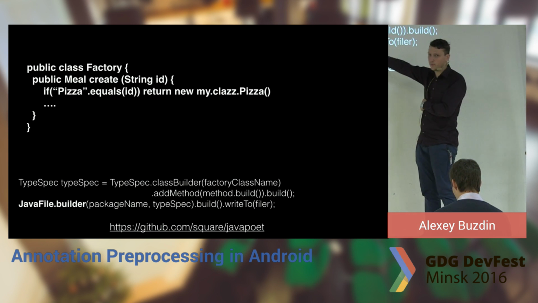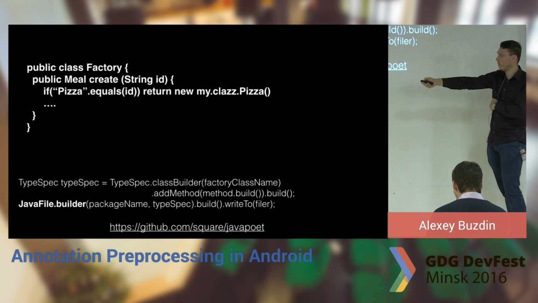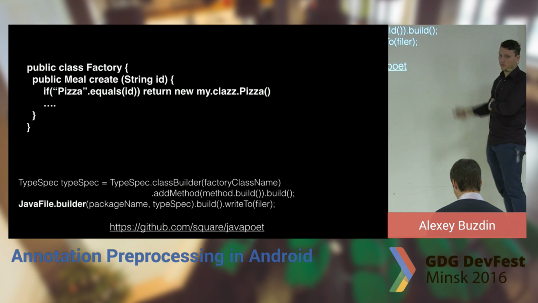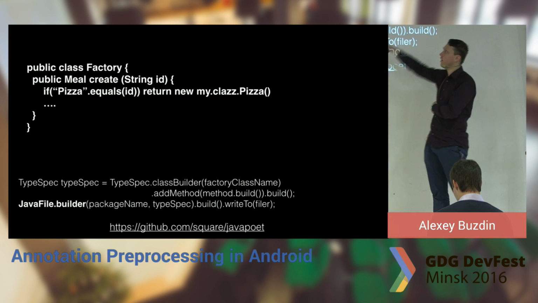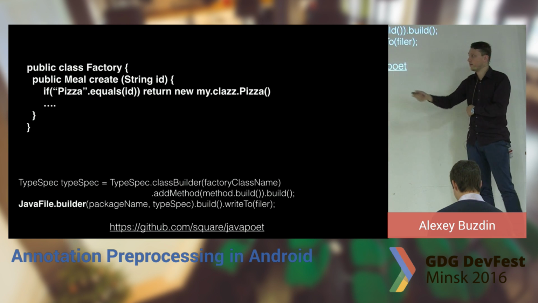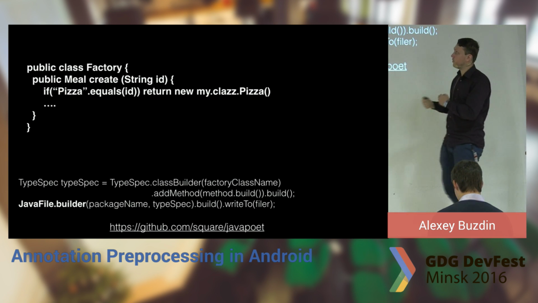When we have this type spec, the representation of a class, we can say what package name do we want to put it in, and then write it. So after this step, already we'll have a source file with this information inside this package in a build directory. So that's it. We generated a file.